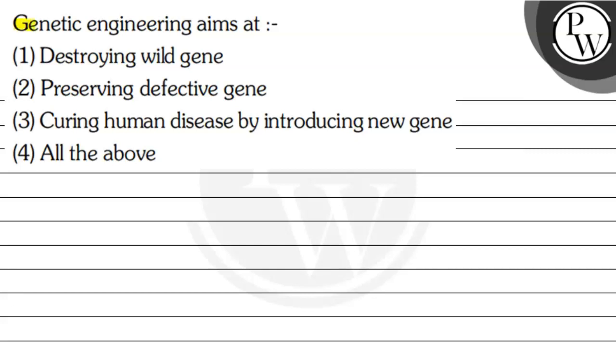So the question says genetic engineering aims at. So इन चारों ऑप्शन में से हमें वो आइडेंटिफाई करना है जो जेनेटिक इंजीनियरिंग के गोल को बेस्ट एक्सप्लेन कर रहा है. So the key concept in this question is to firstly understand what is genetic engineering.